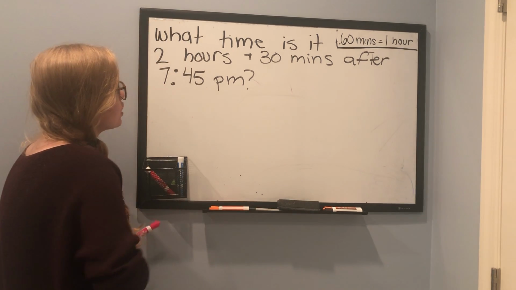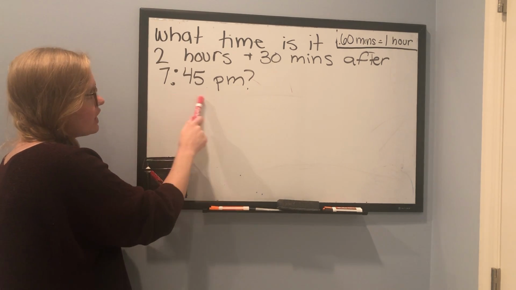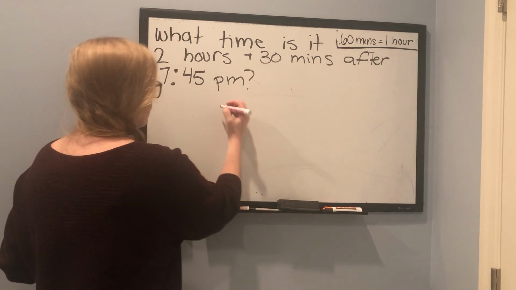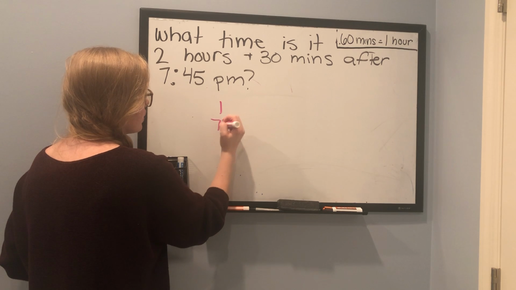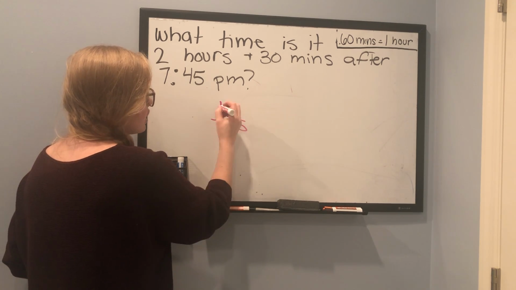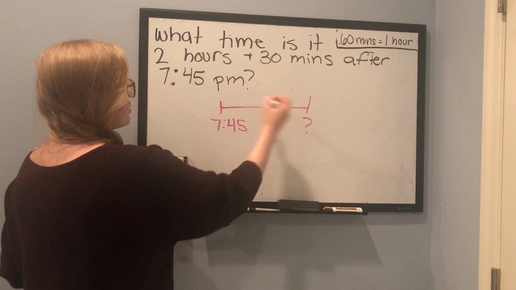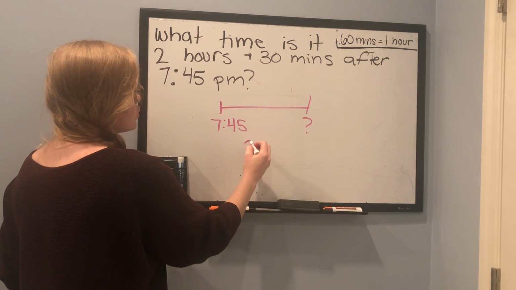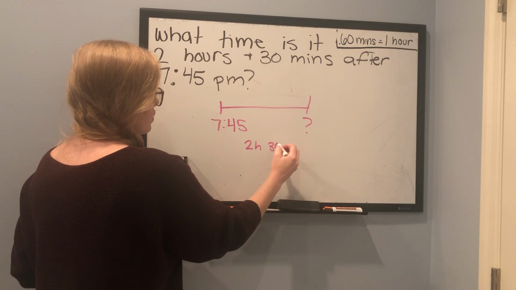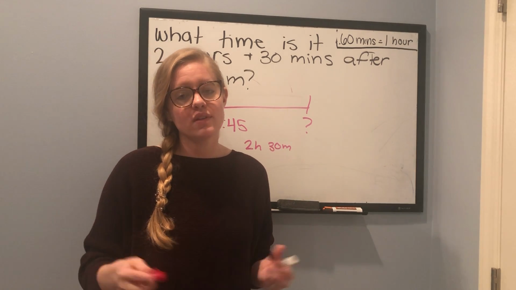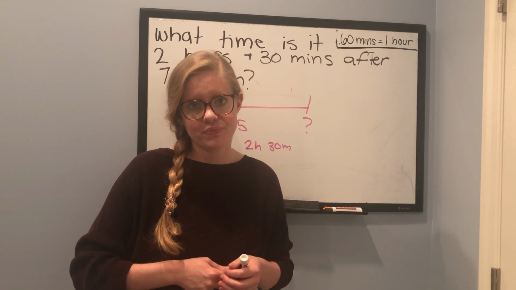Remember, we're starting at 7:45 and then we're adding 2 hours, 30 minutes. So here we have 7:45, and we're not so sure what our endpoint is, but we know that in between here we want to have 2 hours, 30 minutes. Okay, go ahead, pause your device, see if you can solve it on your own, and then we'll come back together.